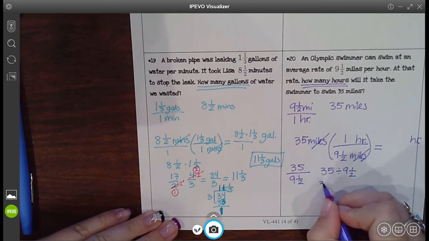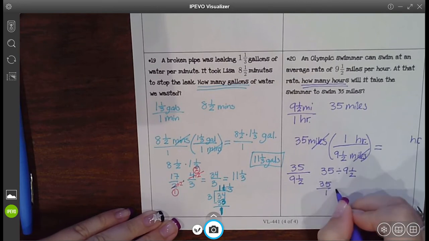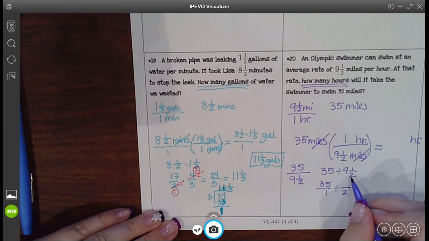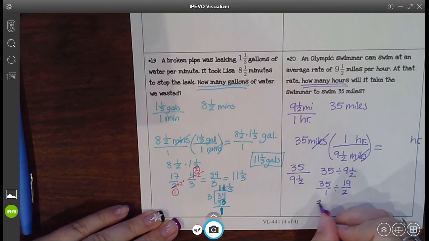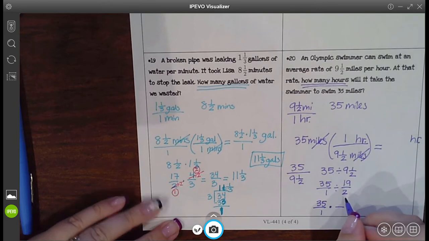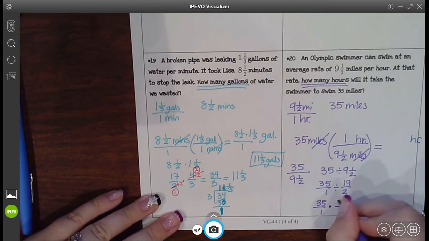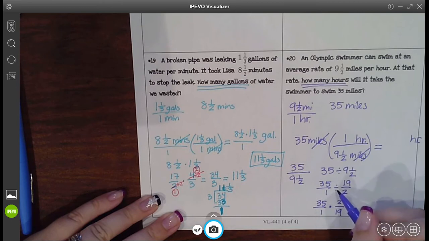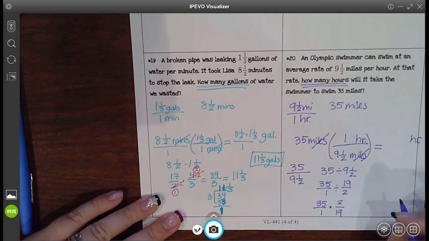We're going to put the whole number over 1. And this one, we keep the denominator the same. 2 times 9 is 18. 18 plus 1 is 19. And then since we're dividing, remember, keep, change, flip. So I'm going to flip this second fraction and multiply by the reciprocal. Okay, keep the first fraction the same. Change division to multiplication and flip that second fraction. Keep, change, flip when you're doing division with fractions.